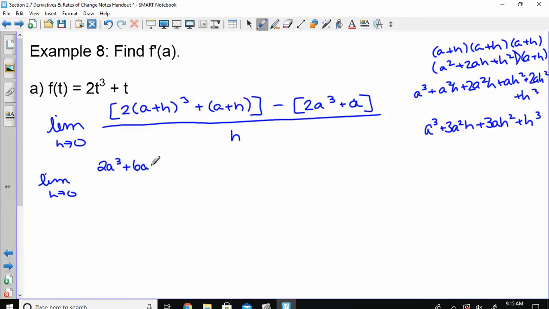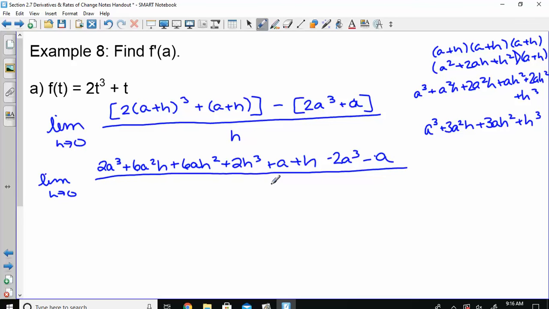Distribute the 2 through there, we get 2a cubed plus 6a squared h plus 6ah squared plus 2h cubed. That's this. Then we had plus a plus h. Distribute this negative, so minus 2a cubed minus a.